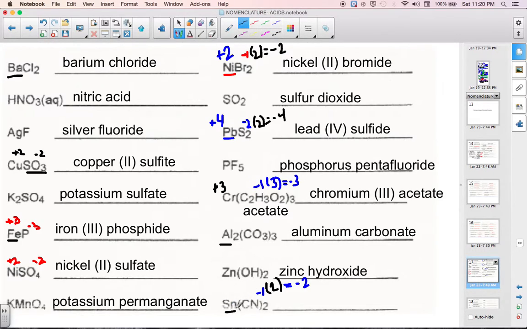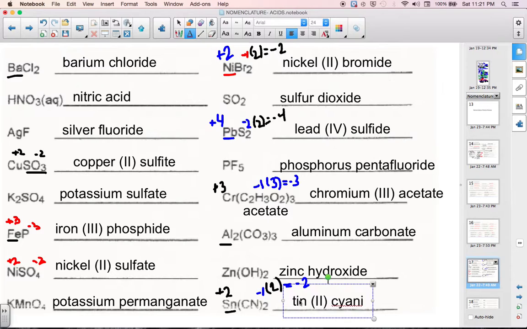Therefore, I know that this tin right here has to be the +2. This is going to be, again, the +2 oxidation state tin. And so I name this tin(II) cyanide. And that's it. We have completed this.